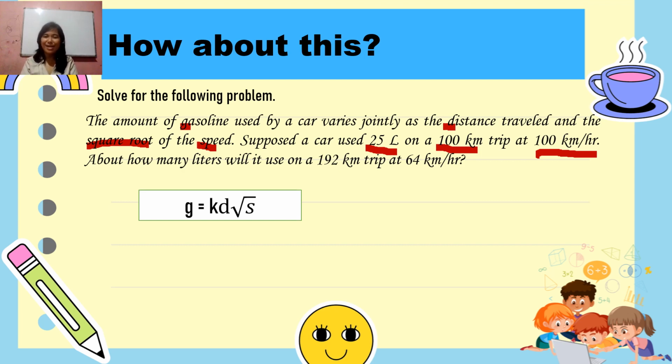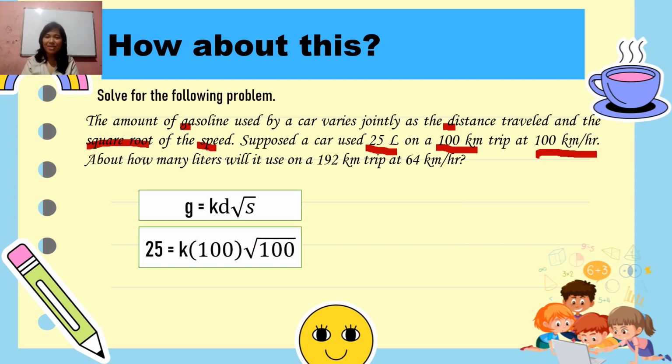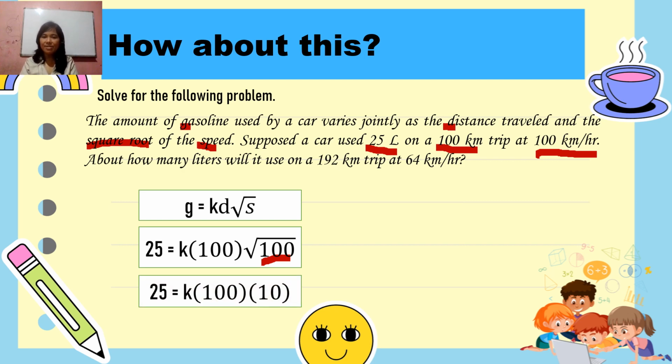Substitute natin sila lahat. So, meron tayong ganito. Now, the square root of 100, dito tayo mag-umpisa, is 10. Kaya naman, get the square root of 100, it will become 100 times 10. Kasi square root of 100 is 10. Tapos, 100 times 10 is 1,000. So, divide both sides by 25. Yung ending mo is 25 over 1,000. Reduce mo siya to lowest term and then you can have k is equal to 1 over 40.